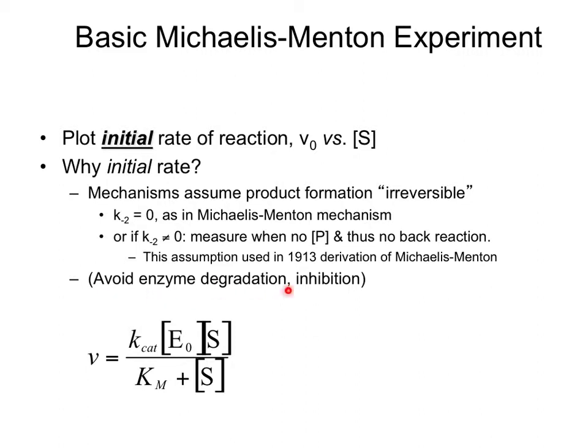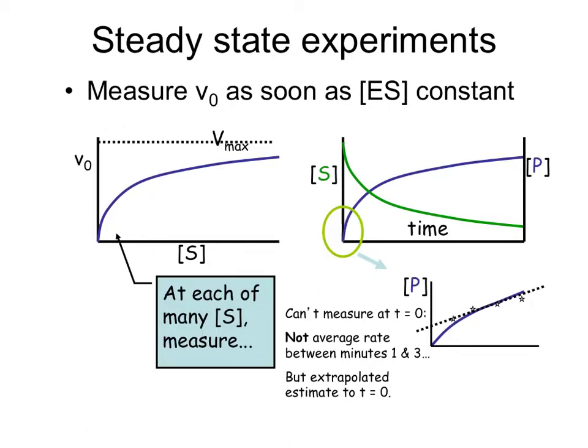And you want to avoid enzyme degradation as well as inhibition, because that can also impact how the rates are evaluated. So using this equation, you measure the initial velocity as a function of substrate concentration, and then you are able to identify the Vmax. Again, half the Vmax is used to determine Km.